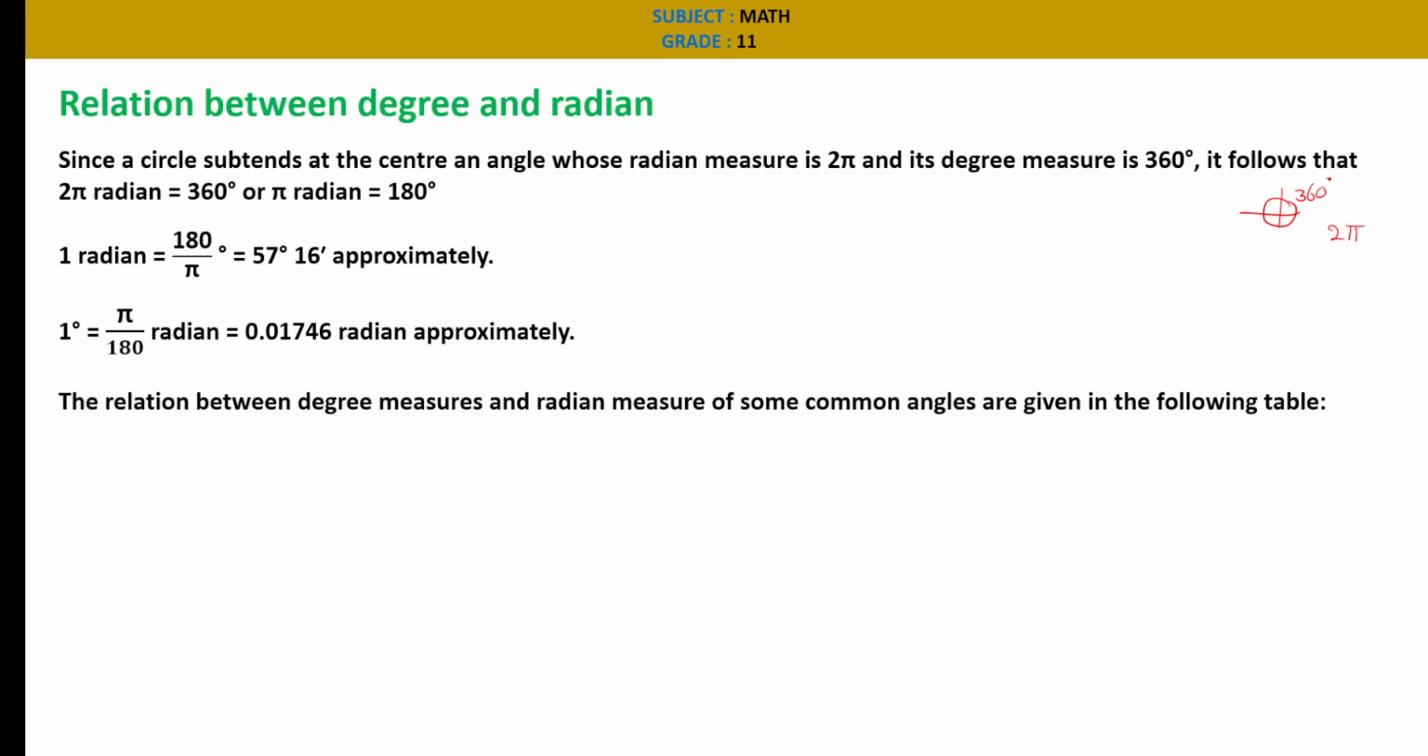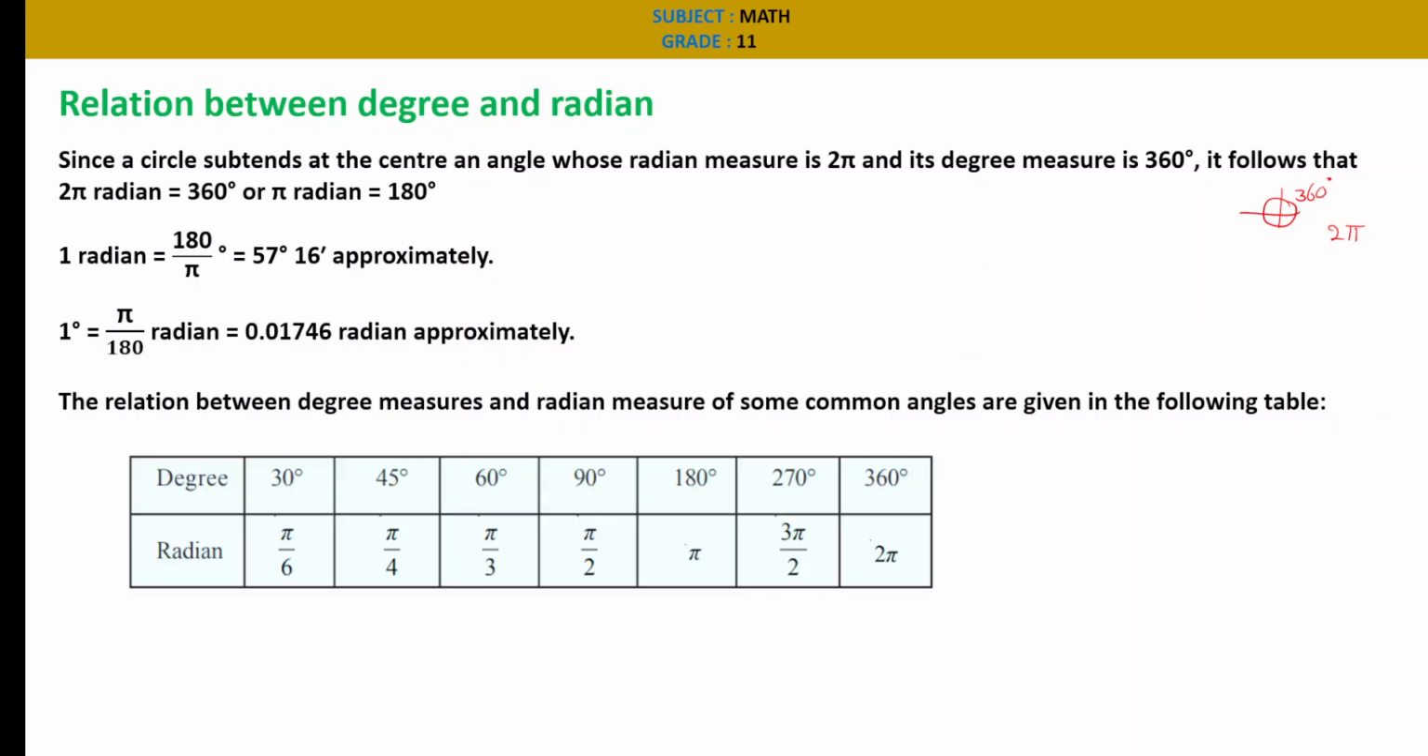The relation between degree measure and radian measure of some common angles is given in the table below. For example, 30 degrees is pi by 6 radians, 45 degrees is pi by 4, 60 degrees is pi by 3, 90 degrees is pi by 2, 180 degrees is pi, 270 degrees is 3 pi by 2, and 360 degrees is equal to 2 pi.